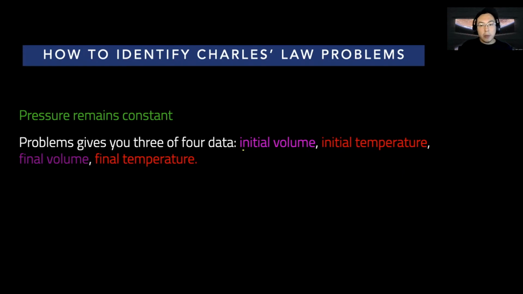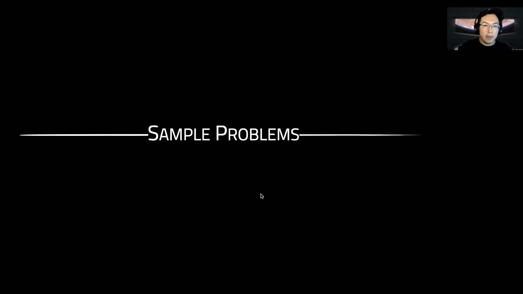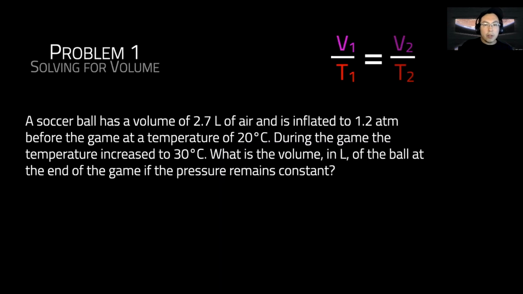And similar as before, you will have an initial and a final volume, and an initial and a final temperature. So let's see an example of this. In this first problem, we have a soccer ball that has a volume of 2.7 liters of air and is inflated to 1.2 atmospheres before the game at a temperature of 20 degrees Celsius. During the game, the temperature increased to 30 degrees Celsius. What is the volume in liters of the ball at the end of the game if the pressure remains constant? This is our question.